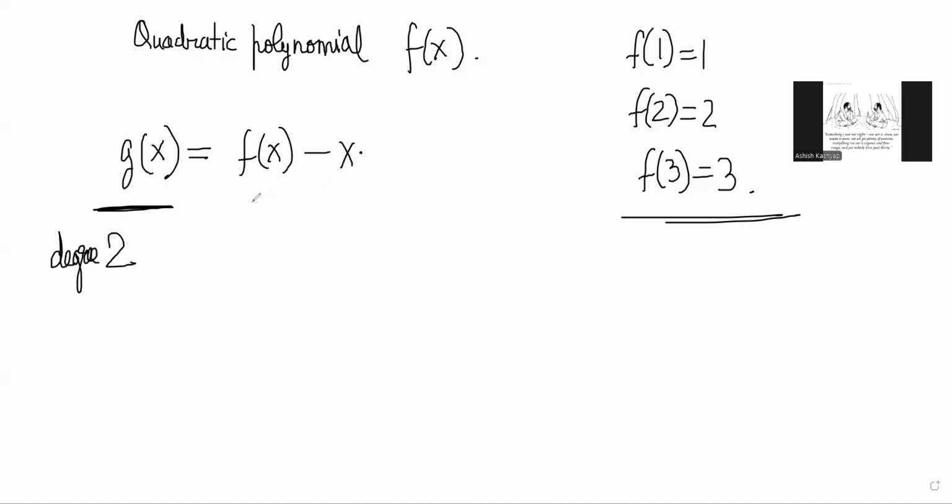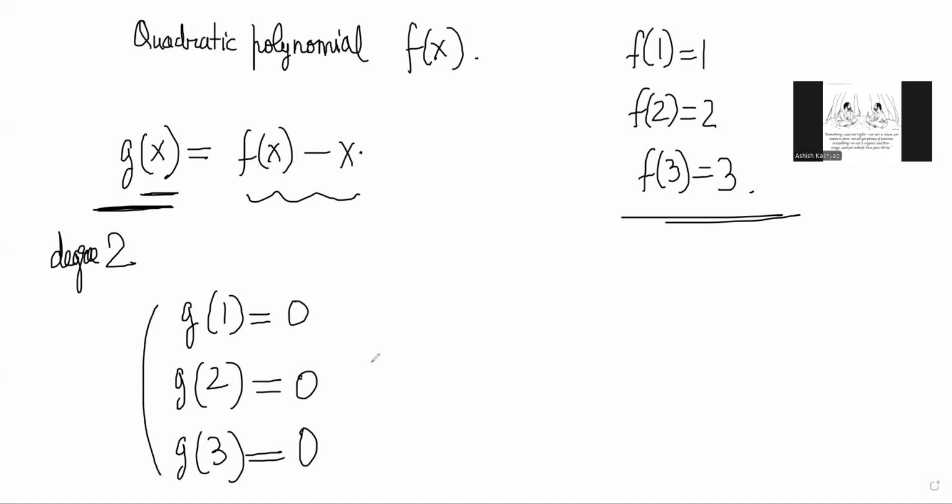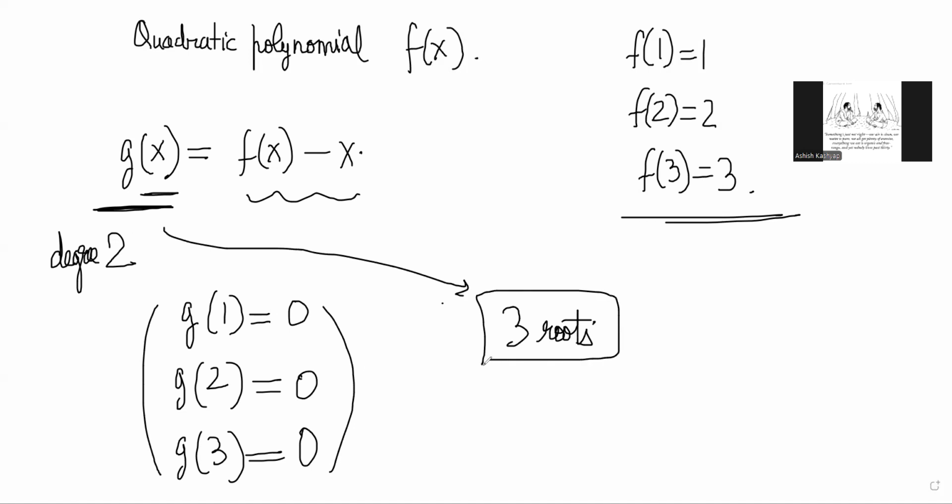And what is happening to g of x at the 3 points 1, 2, and 3? At those points f of x is equal to x, right? So what is the value of g of 1, according to our definition of g of x? 0, 0, 0. So how many roots are there for g? 3. Can a degree 2 polynomial have 3 roots? Do you understand the contradiction?